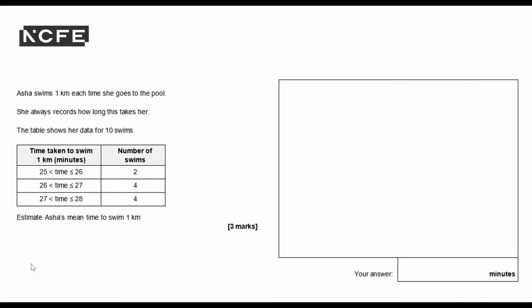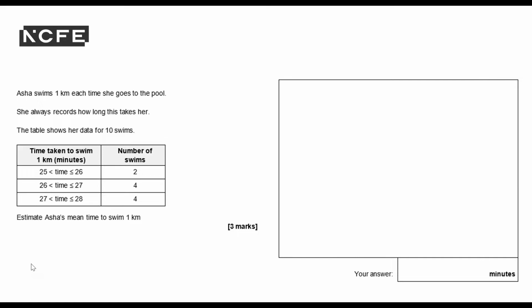Asha swims 1 kilometre each time she goes to the pool. She always records how long this takes her. The table shows her data for 10 swims. Estimate Asha's mean time to swim 1 kilometre.